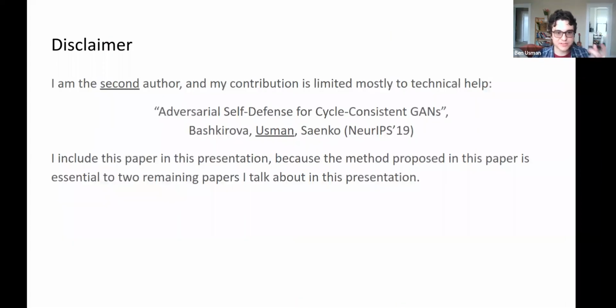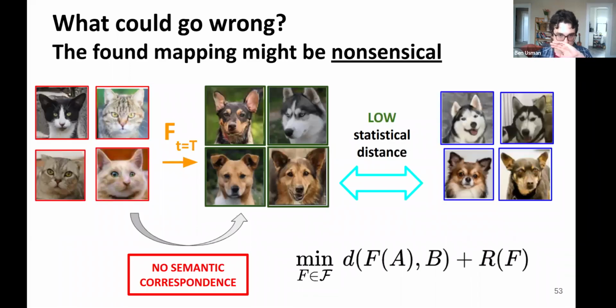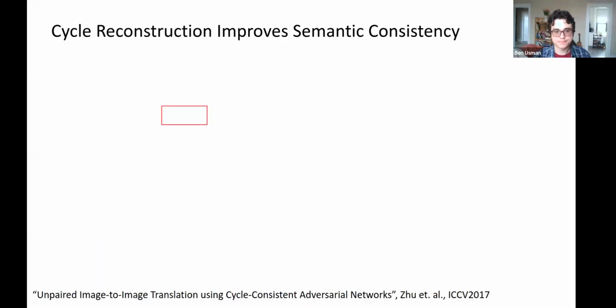And the disclaimer is that I'm the second author on this paper, compared to other papers that I discuss in this presentation, and I'm including it mostly because I use it in the other two works that I discuss. That's why I need to explain what I'm doing. My contribution was mostly technical in this paper. The problem that we are addressing is that even if our statistical distance is low, the learned mapping might still be completely nonsensical.